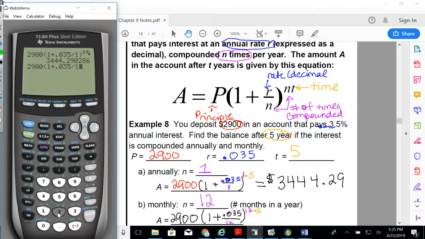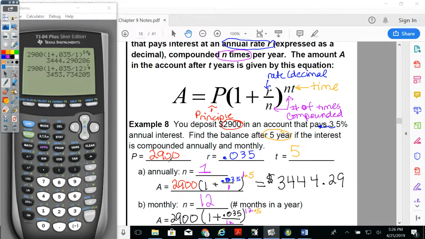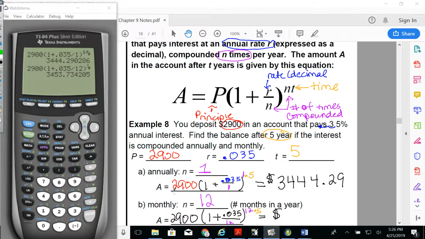divided by 12 to the 12 times 5 exponent gives us, now you would think it would give you a lot more because it's compounded so often, but because you're dividing and raising it to the power of 12, it's actually not much different. It is different. It's more, but not by like thousands of dollars. So we get $3,453.73.